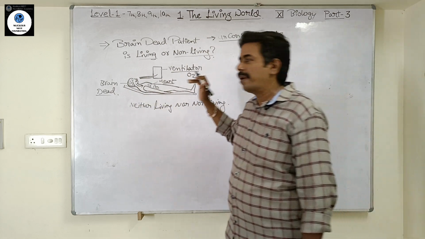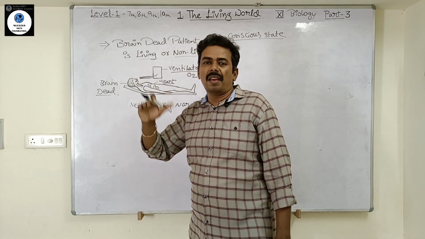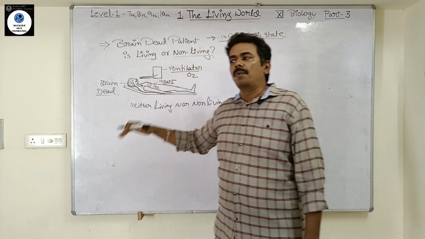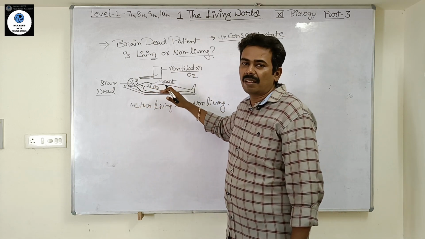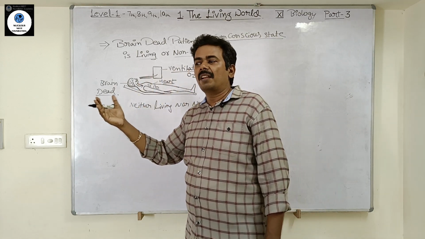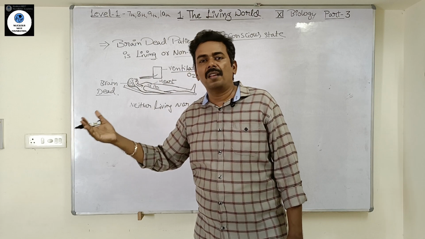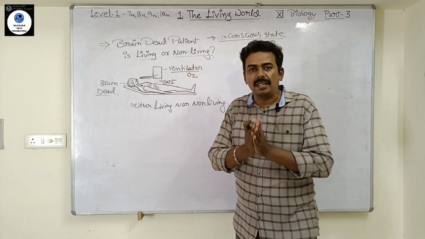So what is the use of a brain dead patient? Since the person cannot be brought back to normal life, what we have to do is collect the organs from this brain dead patient and transplant them into other recipients, so that we can save the lives of other patients. Understood the concept, everyone? Yes.